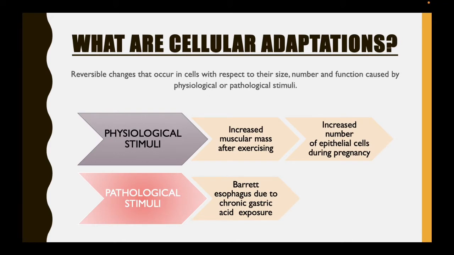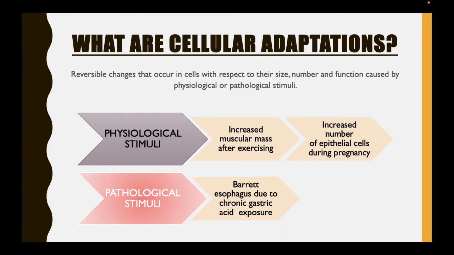So, to begin, what are cellular adaptations? Cellular adaptations are reversible changes that occur in cells with respect to their size, the number, and the function caused by physiological or pathological stimuli. So, here we can see that we have examples of physiological stimuli and pathological stimuli.